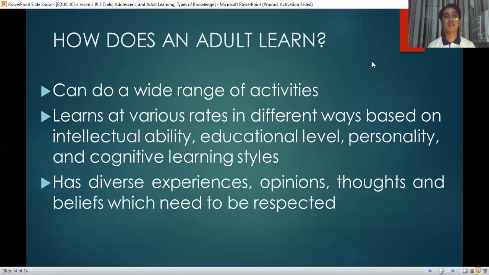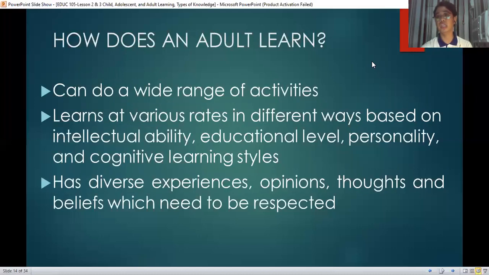Next, learns at various rates in different ways based on intellectual ability, educational level, personality, and cognitive learning styles. So I repeat, at this point, if you're an adult learner, you already discovered your learning style, your learning ability, your ways on how to learn. So you already have this concept of deciding what to do with the lesson. So you are given now the opportunity to decide as an adult learner.